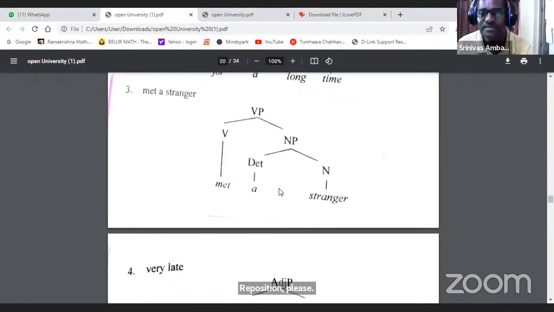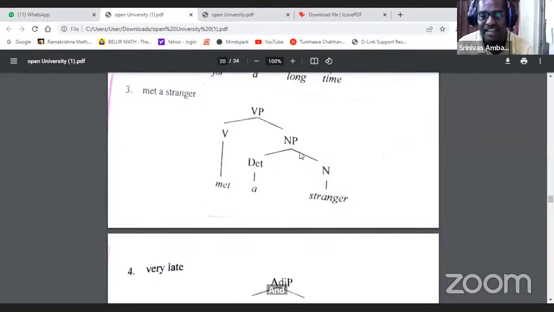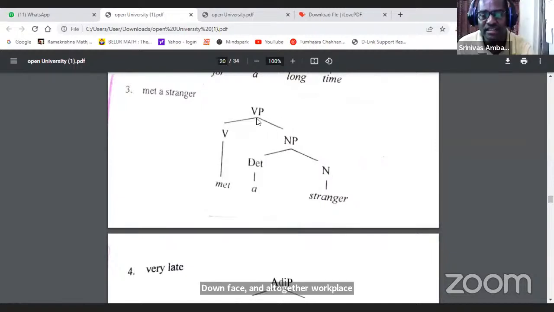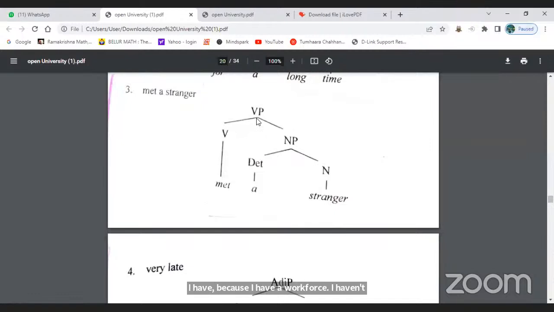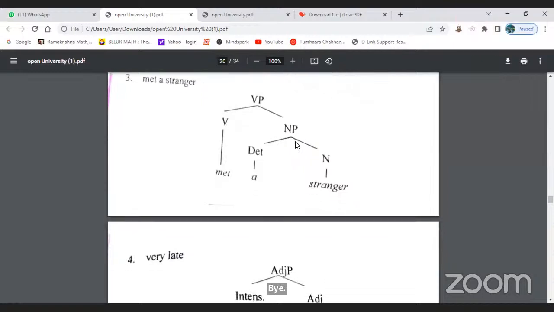Next one. Met a stranger. Met is a verb. A is a determiner. Stranger is a noun. This is a noun phrase. And verb and noun phrase together make a verb phrase. Because I have a verb, I will call it a verb phrase. If I don't have a verb, this will be a noun phrase.